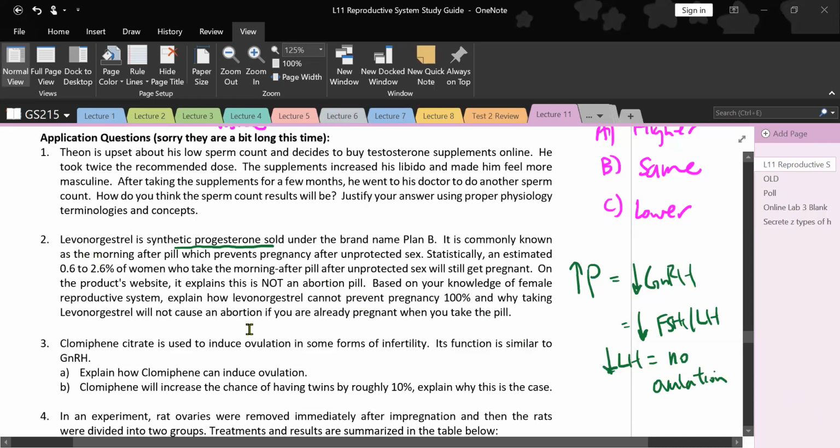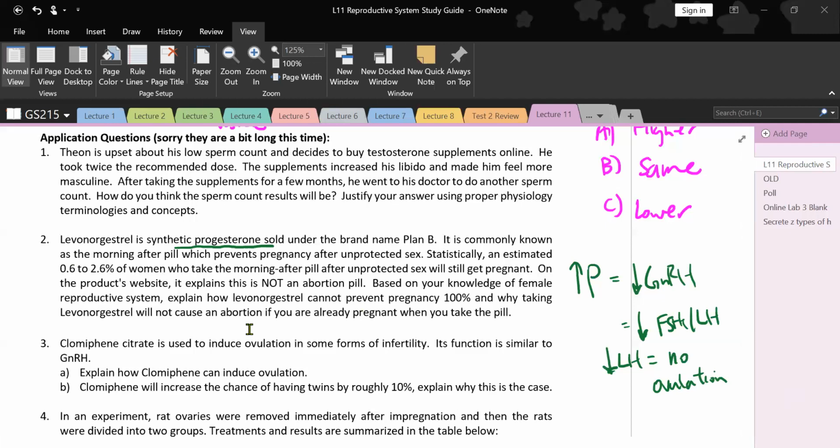Now, it's not an abortion because, once again, if you already have the egg in your system, taking this medication will have zero effect on the fate of the egg. If the egg is meant to be fertilized, then it will be fertilized. You're not going to be interfering with that process. The medication is to interfere with the release of the egg. It's not going to do anything to the egg once it is released. So I hope that makes sense.